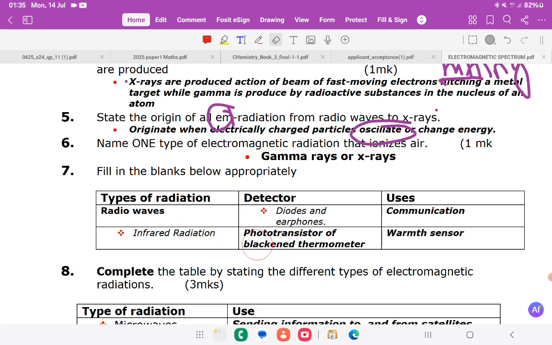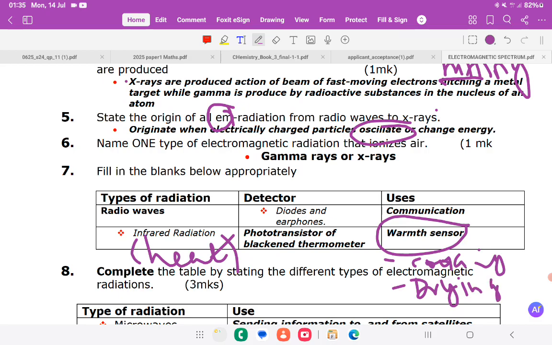Here you are given phototransistor or blackened thermometer. This is a detector. You are supposed to fill in the name of radiation that can be detected by a phototransistor or blackened thermometer. The type of radiation that can be detected like that is infrared radiation. Remember that infrared radiation is basically heat energy. The use of heat is for warmth. I can also use it for cooking and for drying things, especially drying crops, clothes, and so on. Very important to note.